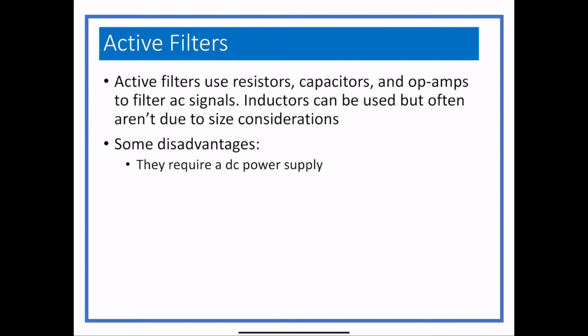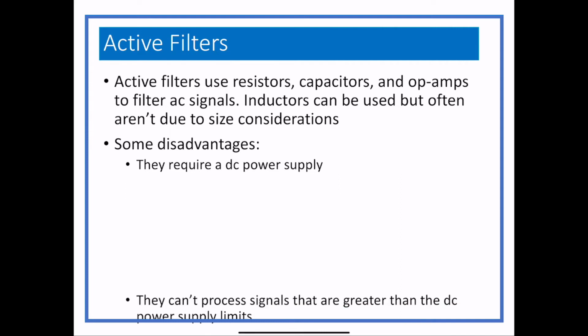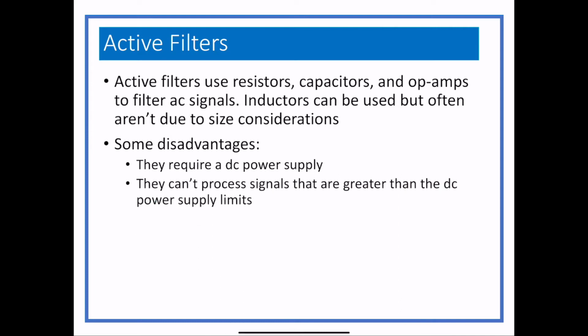Also, they're not good for large signals because they can't process anything bigger than the DC power supply connected. So they're not good if you have outputs of 50 volts or 100 volts. You can't use an active filter for that. It's got to be relatively small signals. And at high frequencies, you do have issues with attenuation due to the op amp.